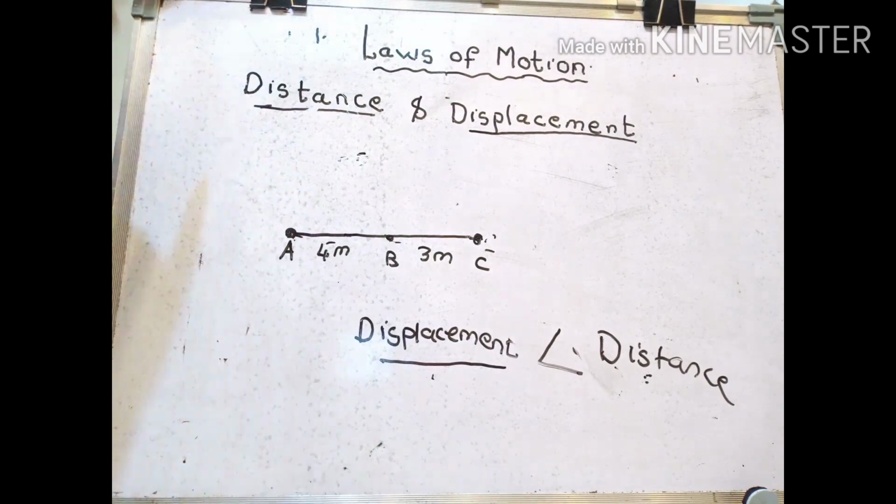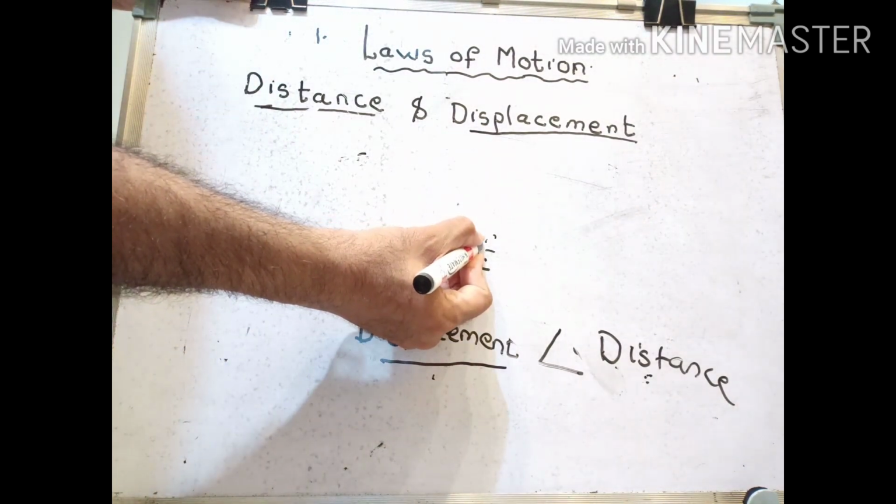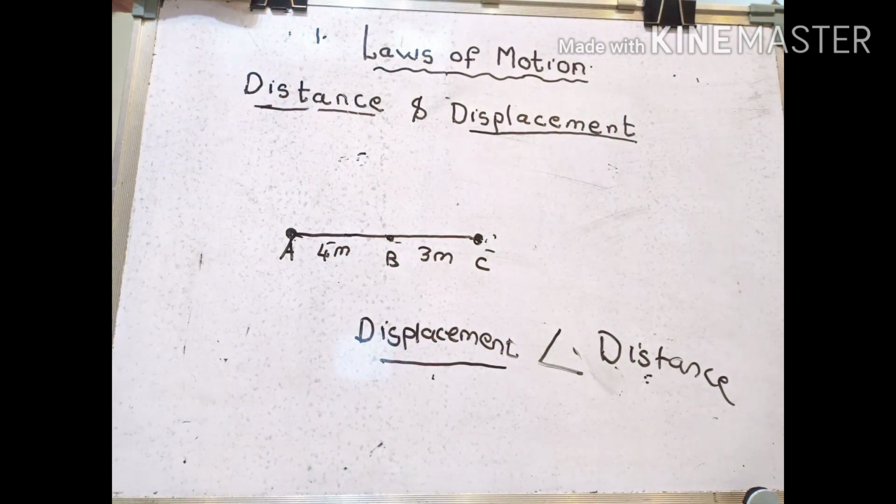I also told you that if the person goes from A to C and comes back from C to A, displacement will be 0 because the person has returned to the original position, just as Swarali had done in a park, right?